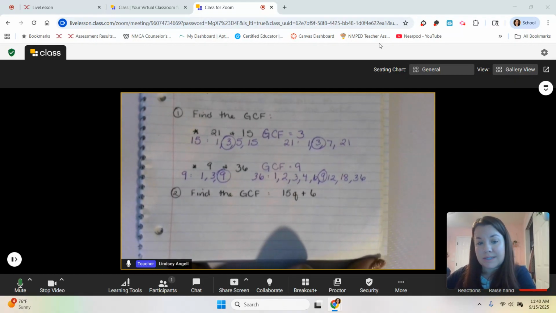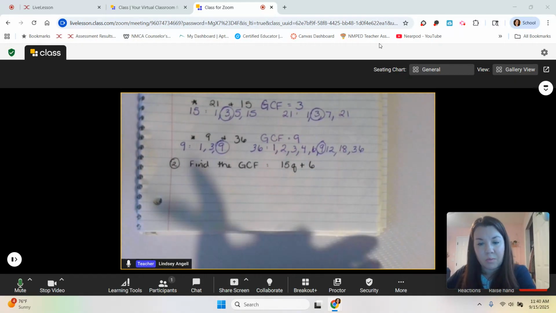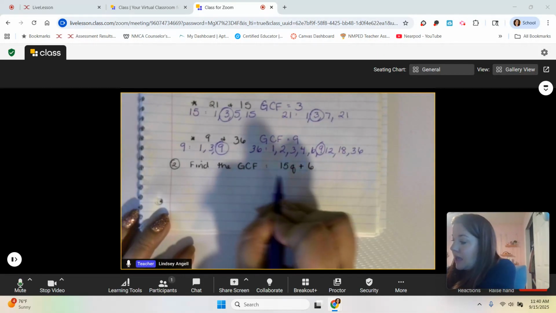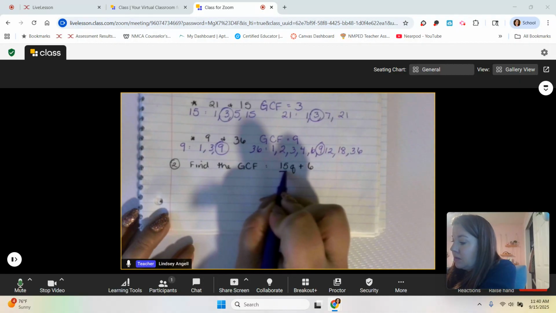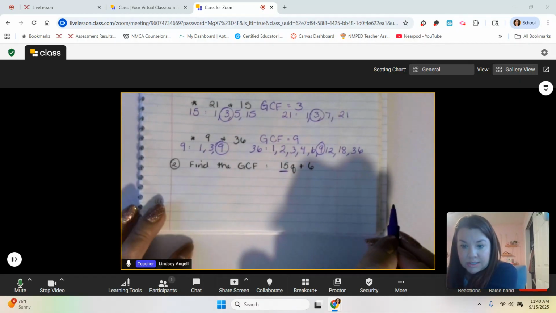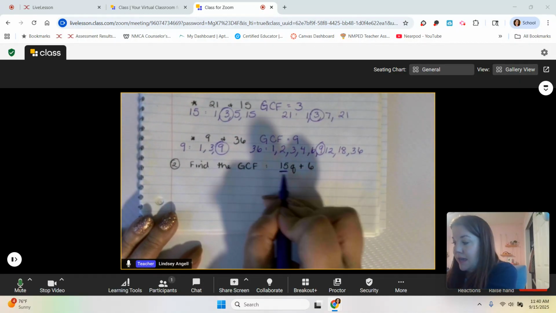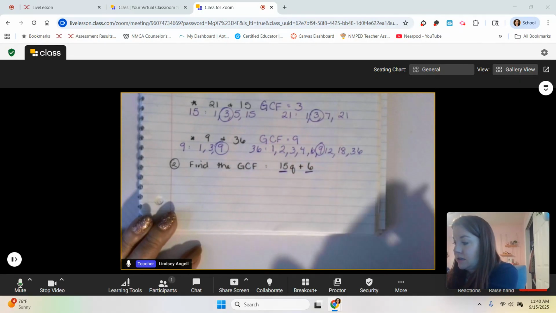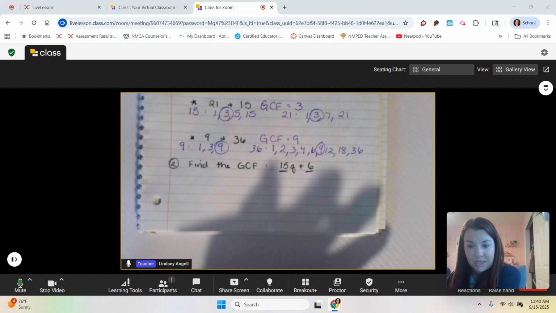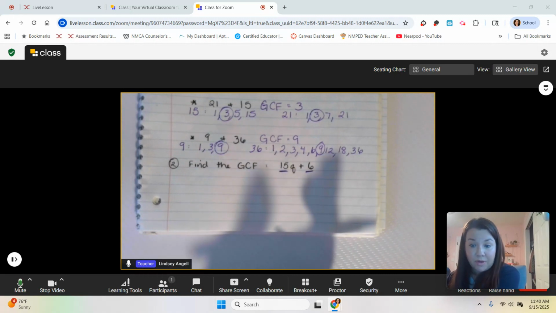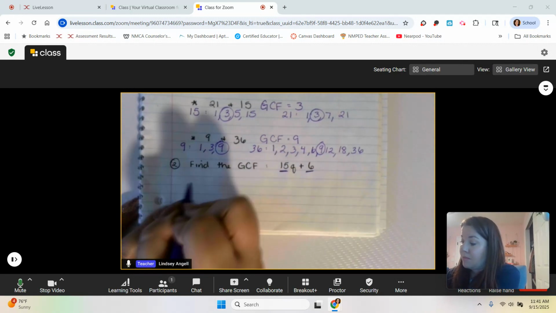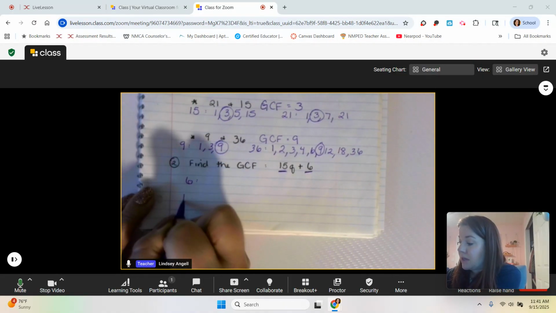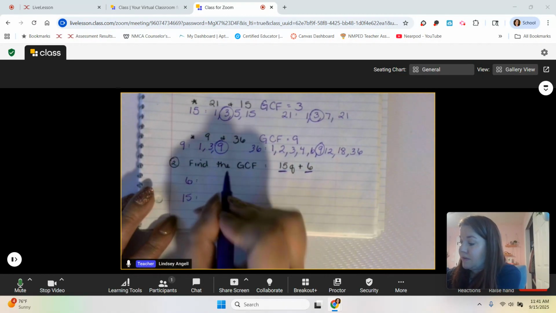So we're going to do the same thing as that, but within expressions. In this case, I have two terms. One is a coefficient, that is a number attached to a variable, and I have a constant. But they can still have some things in common. I could divide both of those by a number. So with this, I'm going to look for the greatest common factor between 6 and 15.